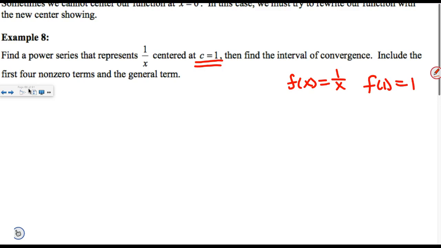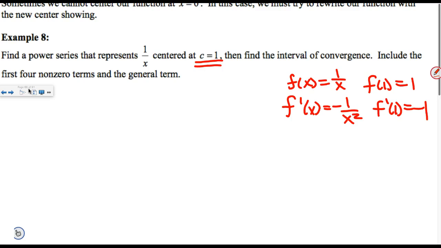What does Taylor's rule make you do next? Take the derivative. So we'll do f prime of x, which would be negative 1 over x squared. F prime of 1 would be negative 1. I'm going to crank this out to the 4th derivative. I know we hate Taylor's rule, but it is what it is.